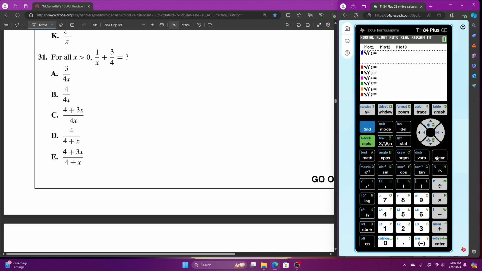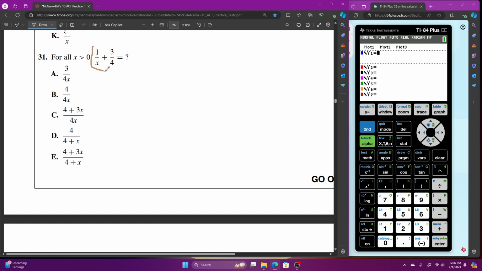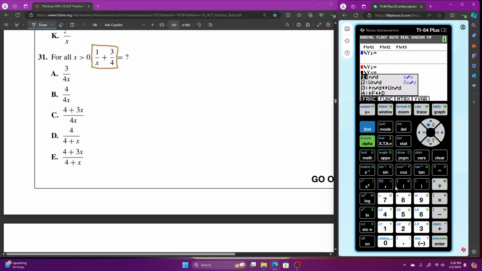We can go y equals, clear, and I'm just going to put this in exactly how it looks. Well, not all of that. I'll put in this part into the graph. So I need a fraction, 1 over x plus fraction 3 over 4. And I'll look at what the graph looks like when x is greater than 0. So I'm not going to look at anything to the left of my y-axis. I want x greater than 0. So just this side.